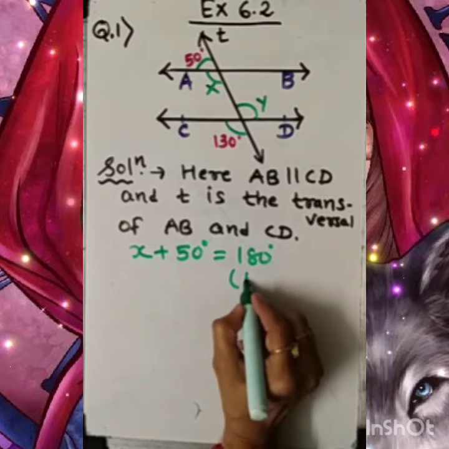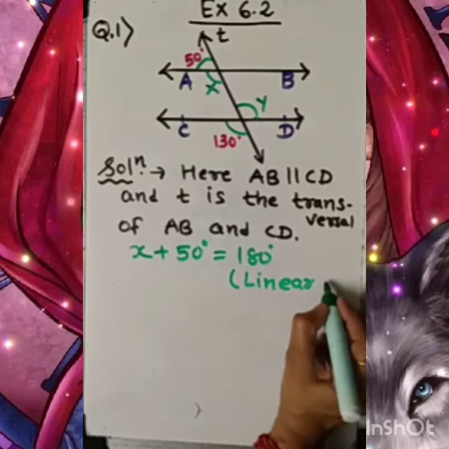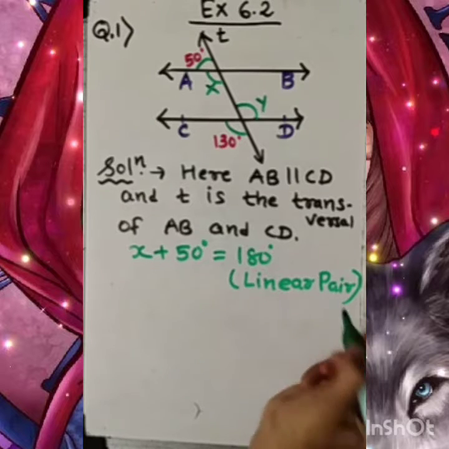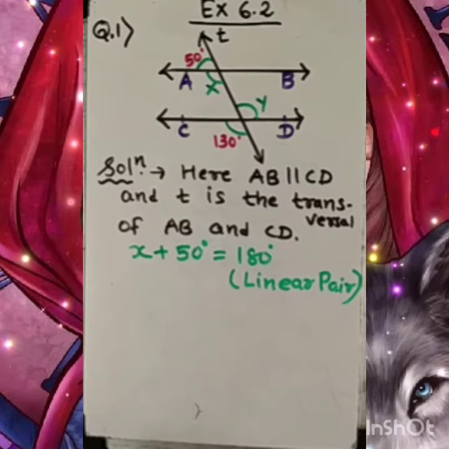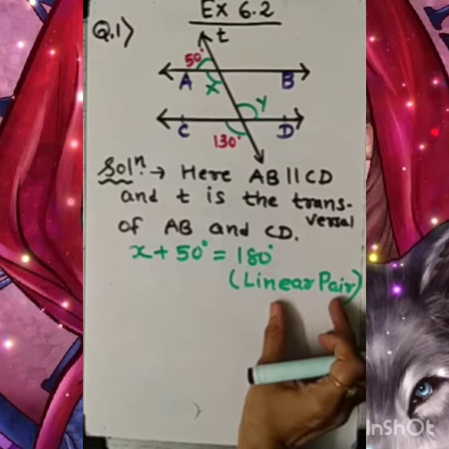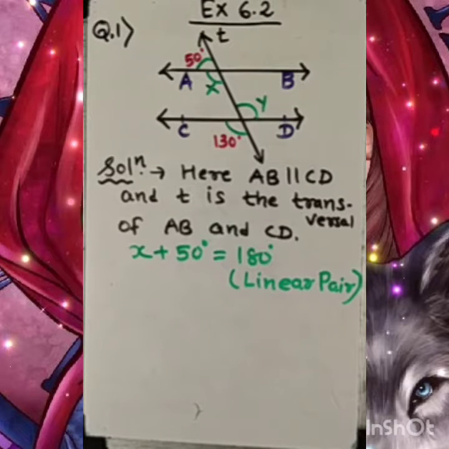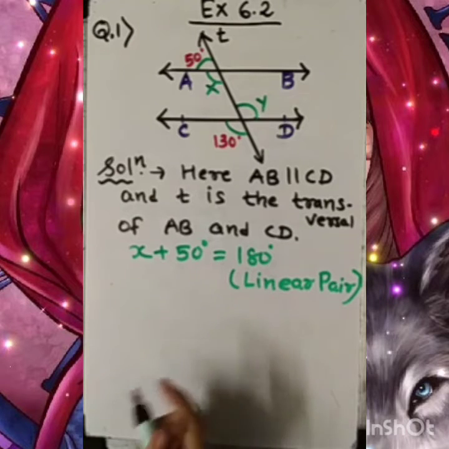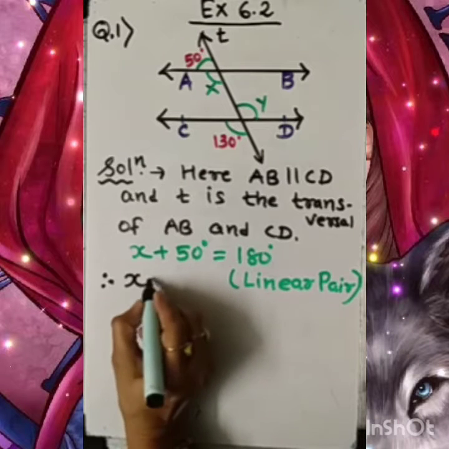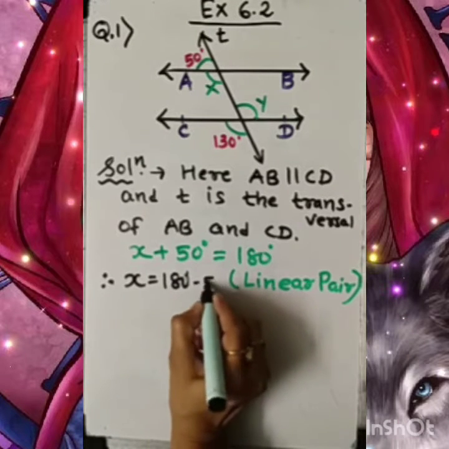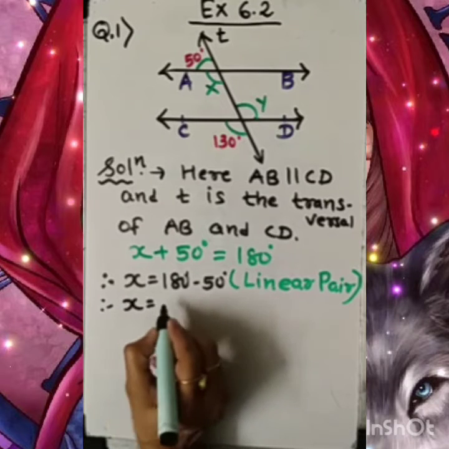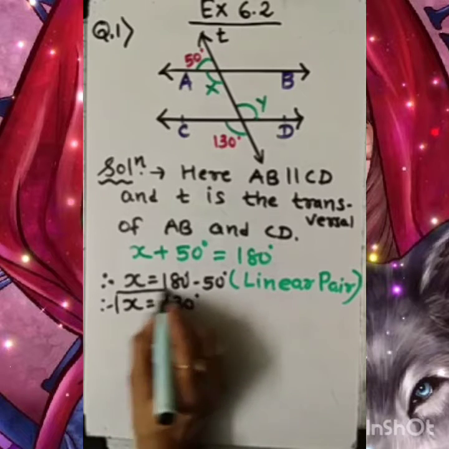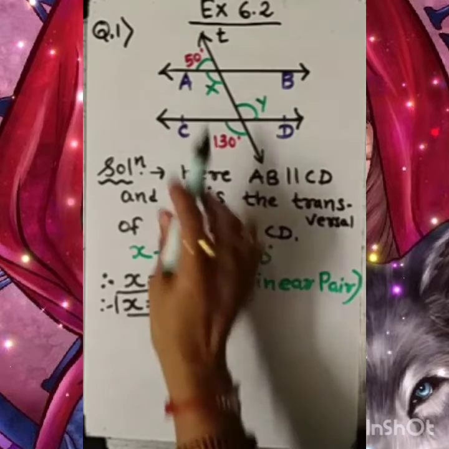Every time, dear student, it's compulsory to mention the reason why you are writing this. This is because of linear pair. So whatever rule we are applying, you need to mention it in a bracket. That is linear pair. So now what is x here? According to this, x will be 180 minus 50 degree. Therefore, x equal to 130 degree. So the value of x we got is 130 degree.